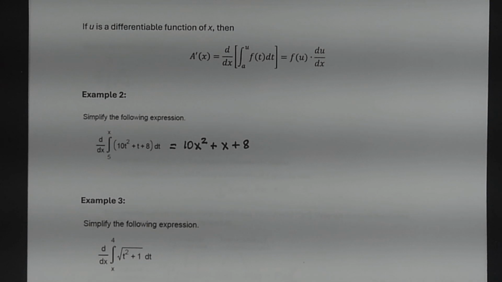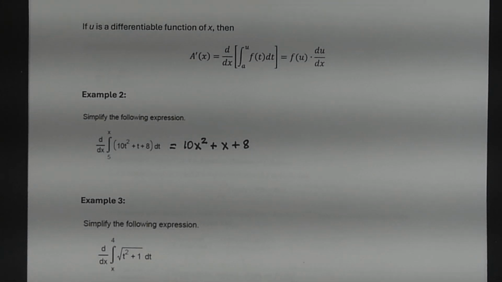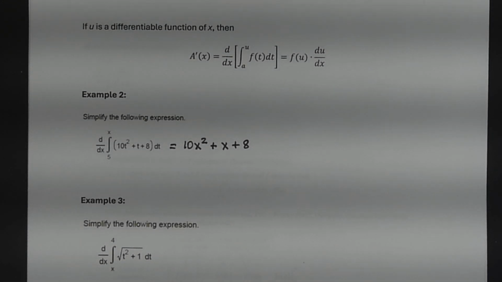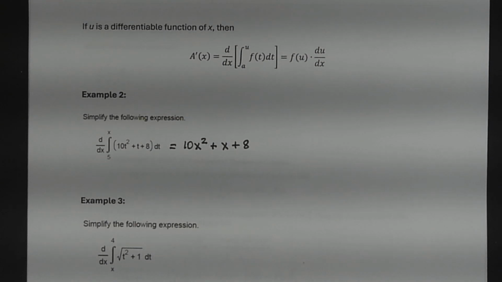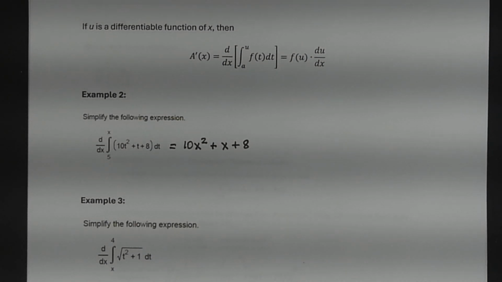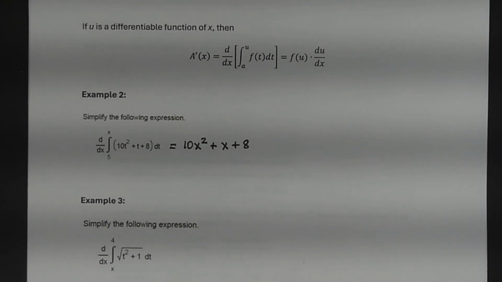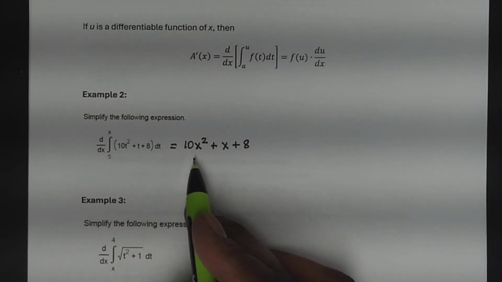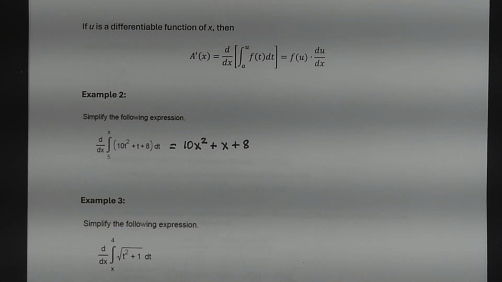And that's all there is to it. And that's all they ask for. So that derivative with respect to x of the integral from 5 to x of 10 t squared plus t plus 8, replacing each t with the x, you'll get 10x squared plus x plus 8.